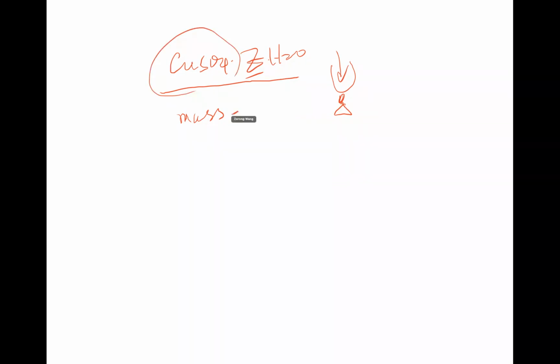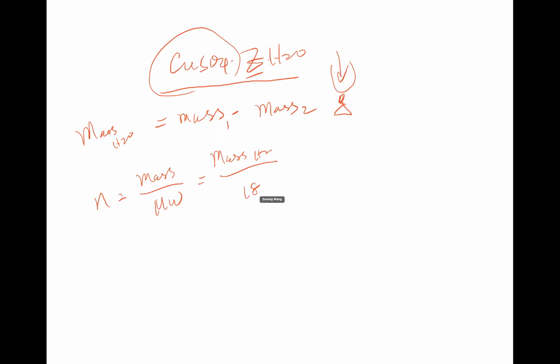So we have mass one and mass two. The difference will actually equal the mass of water, right? Now, according to the mass, we know that the mass has a relationship with the number of moles. For example, number of moles equals mass over molecular weight. So we plug in here: we will have the mass of water divided by the molecular weight of water, that's 18 grams per mole. This gives us the number of moles of water.